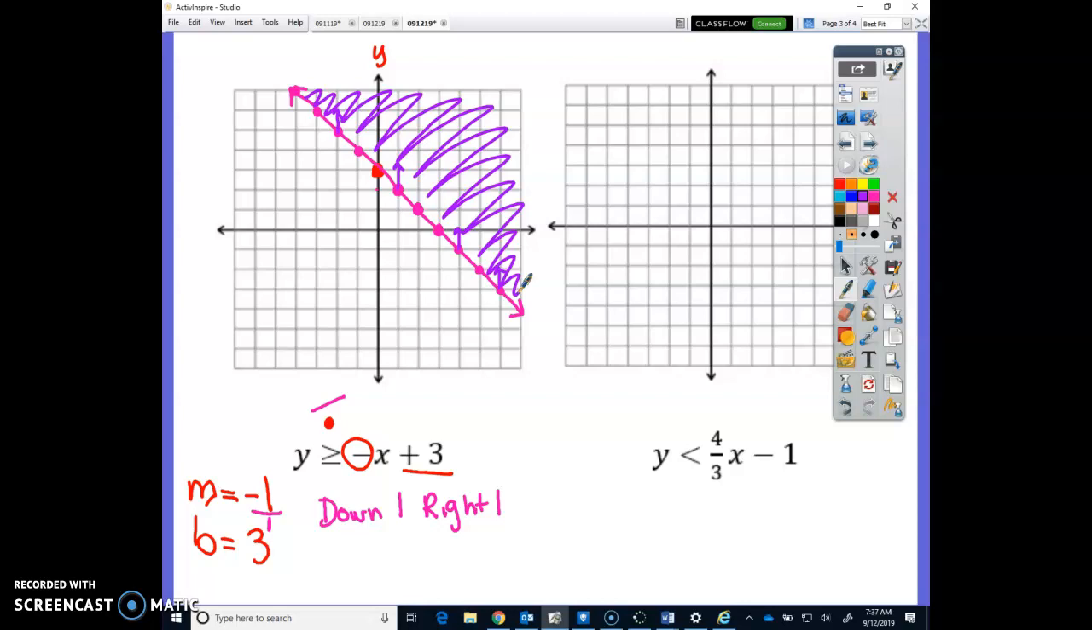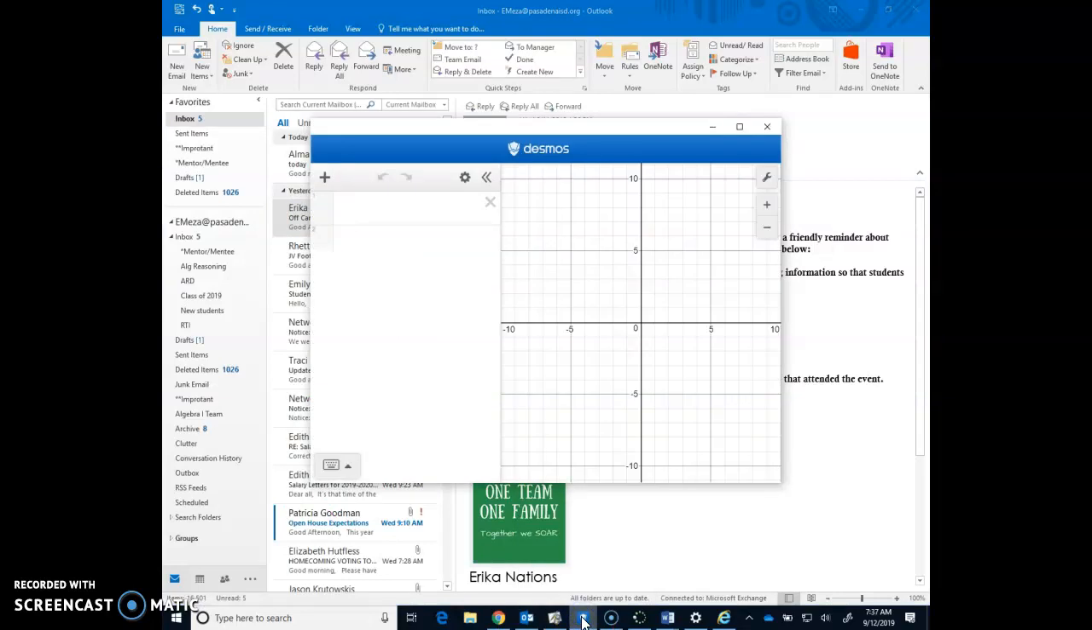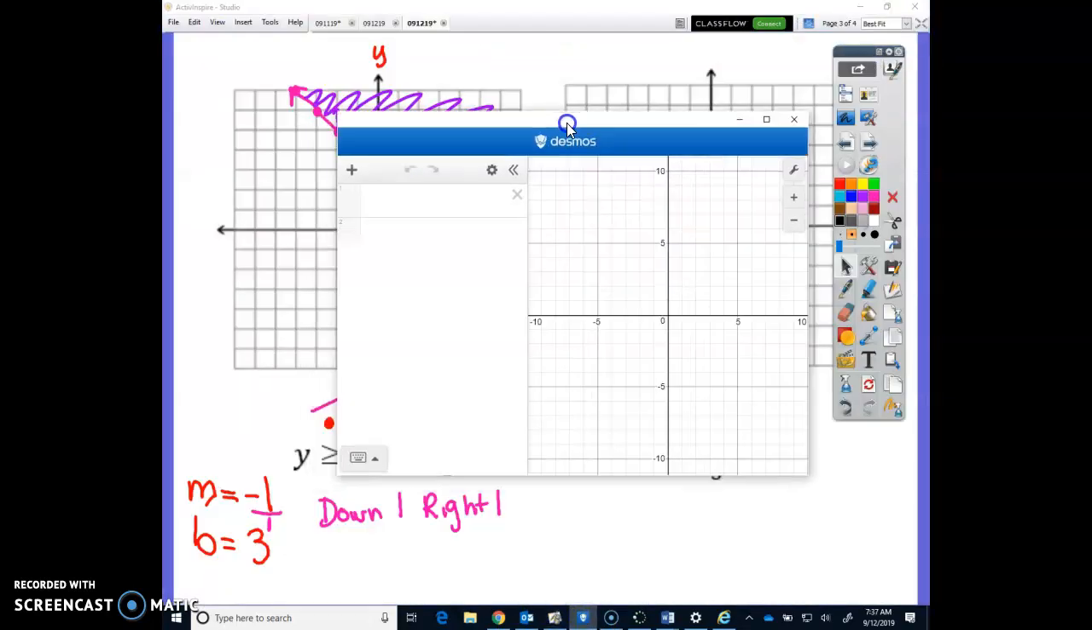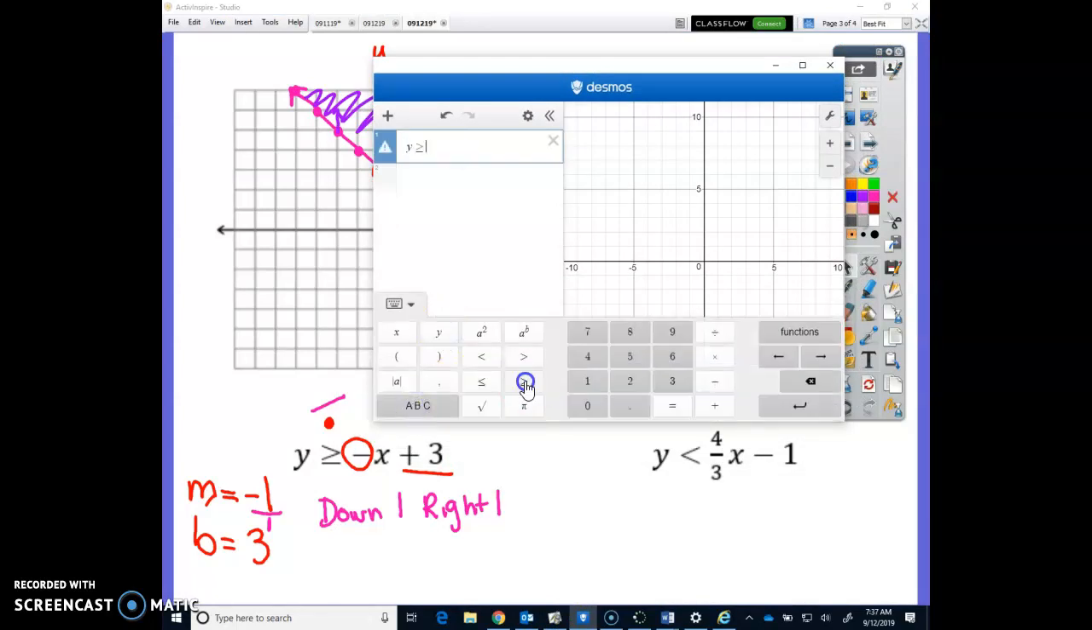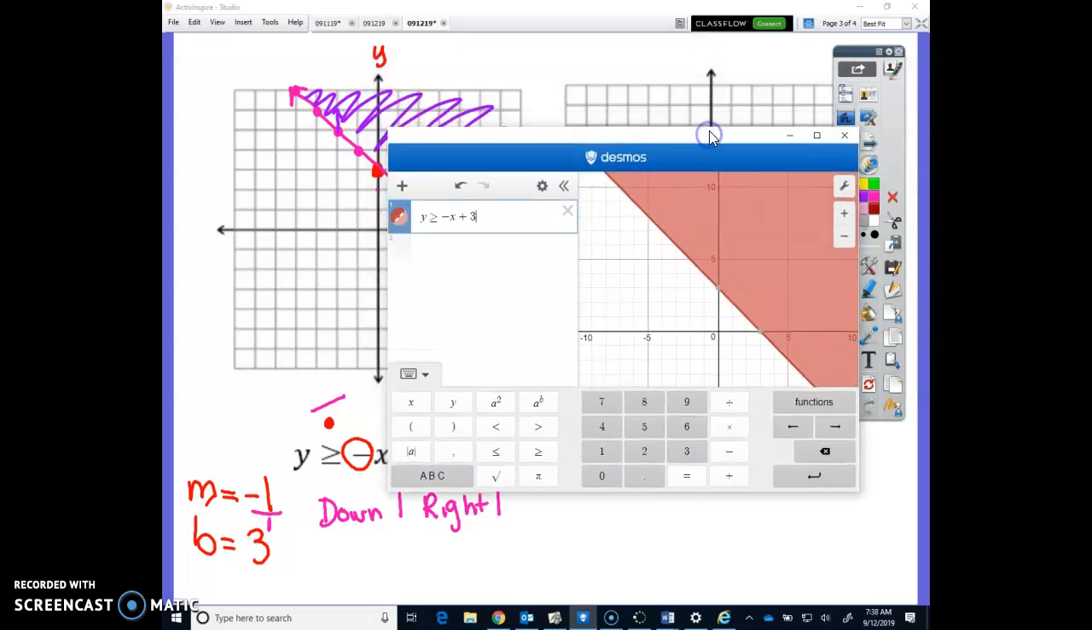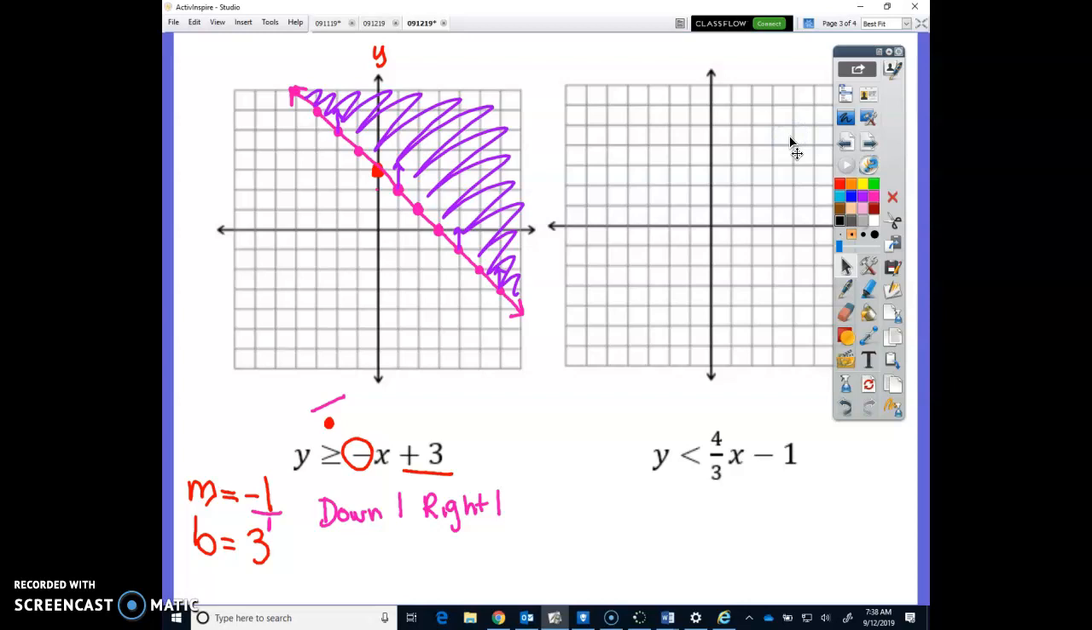Those of you who are not good with graphing, you just put it in Desmos, just like we did yesterday. So in Desmos, I would put y greater than or equal to negative x plus 3. And it should look exactly the same, right? So again, you can shade by hand or in Desmos.